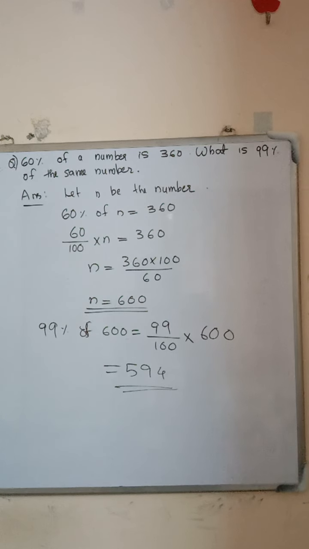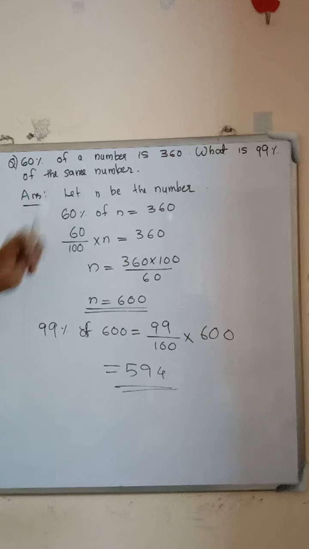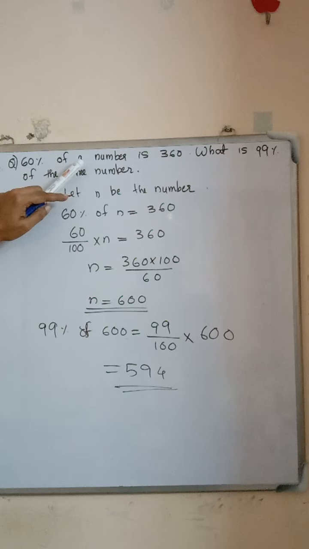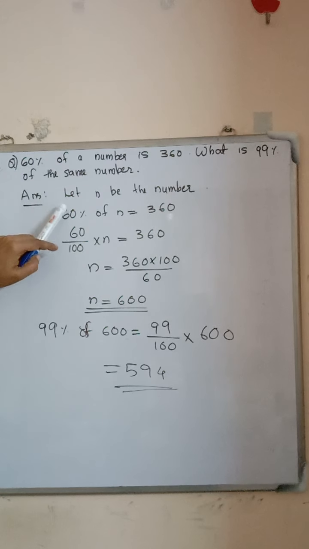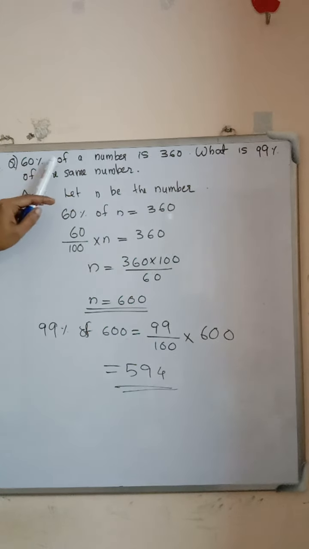Now we discuss the next problem. 60% of a number is 360. What is 99% of the same number? 60% of a number is 360. So first we want to find the number. For that, let n be the number. And 60% of the number is 360.